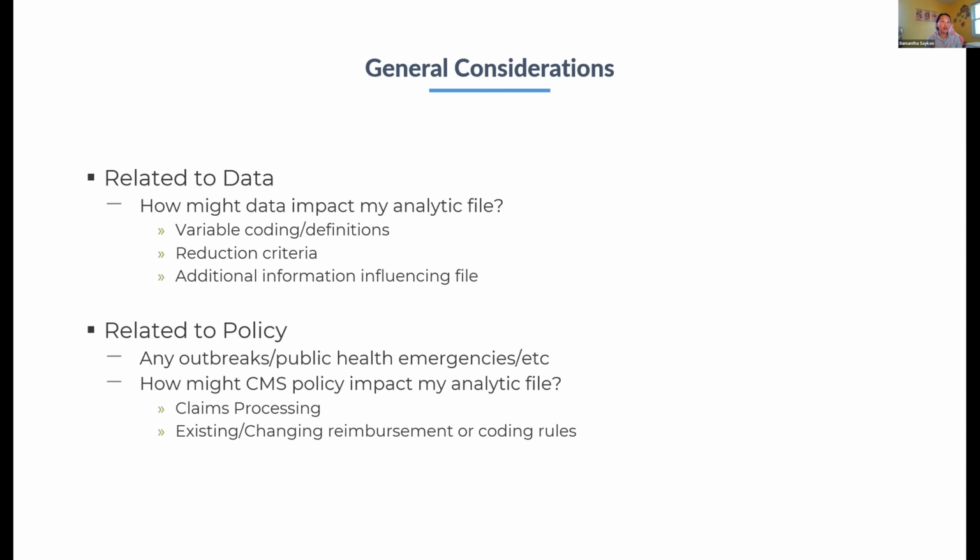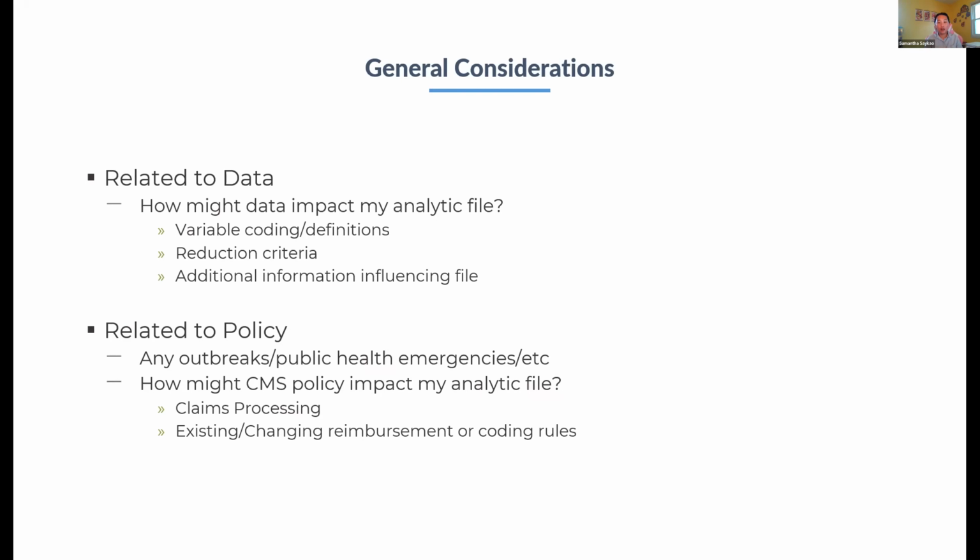Things that we'll think about are, is it related to data? So how might the data be impacting my analytic file? Things we'll think about, for example, variable codes and definitions, reduction criteria. And what that means here is, as you reduce your file, did anything that you reduced accidentally create some type of bias or shift the data in a certain direction? Or is there additional information that you didn't anticipate influencing the file?